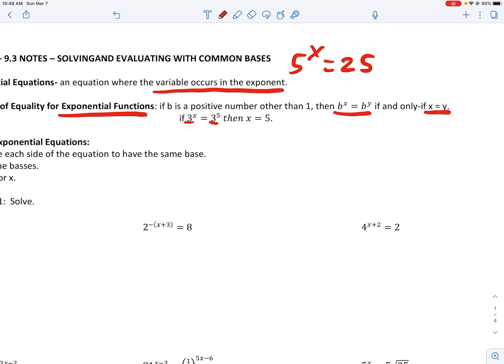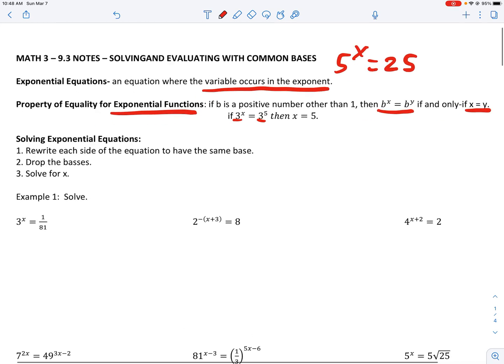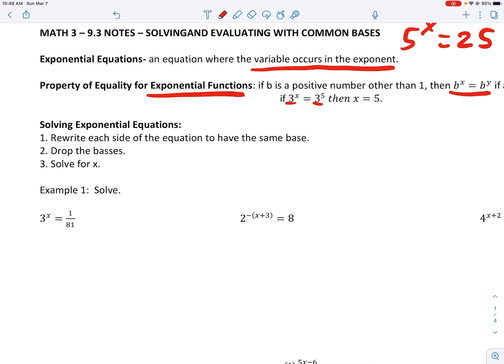So our goal is, if our bases are the same, life is good because then the exponents have to be equal. So here are basically 3 steps we're going to use. Rewrite each side of the equation to have the same base. Then we get to basically drop the bases. And again, the reason we do that is the bases are the same. Using that property of equality, the exponents have to be equal. And after we do that, we solve for x.